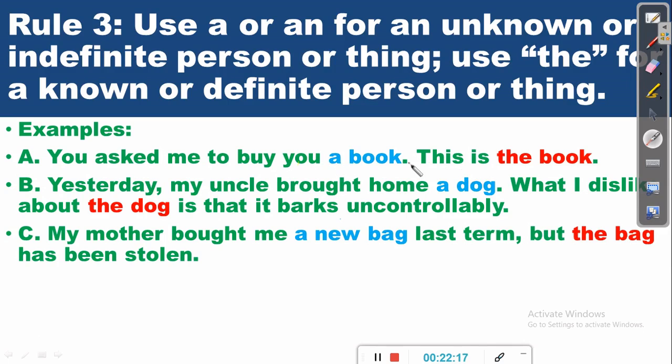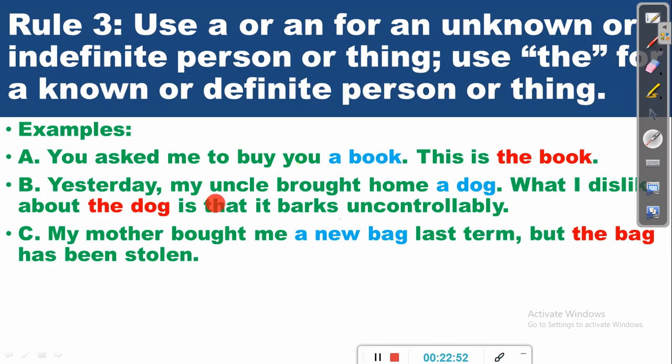Now, since this is already known to us, we can then use the definite article. This is the book. It's already known because this is the book that you asked me to buy for you. All right, so the book is already known, and that is why we use the definite article. When it is unknown, we use an indefinite article. When it is known, we use the definite article.